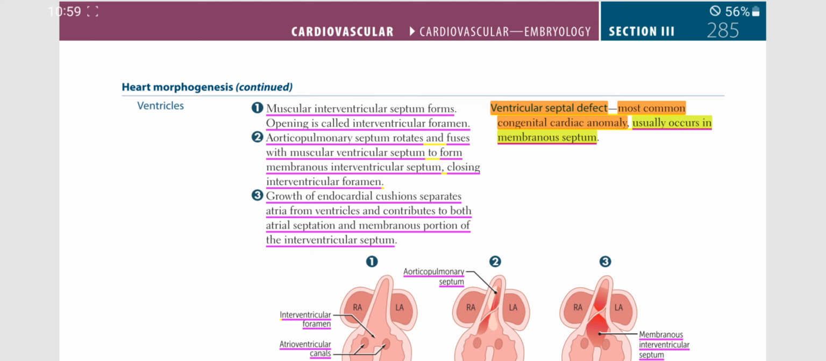Growth of the endocardial cushions separates the atria from the ventricles and contributes to both atrial separation and the membranous portion of the interventricular septum. VSD is the most common congenital cardiac anomaly, and it usually occurs in the membranous septum.